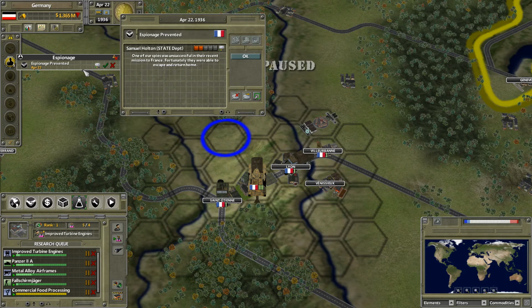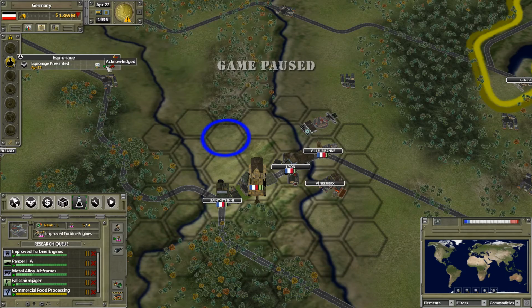And we're back. I just had to skip the in-between. It took a while, but one of the spies that we sent to get tech knowledge has failed. There was too much traffic there and such, so one of our spies was unsuccessful in their recent mission to France, but they managed to escape and return home. So you didn't actually lose the spies, which is good. But that's basically what happens.